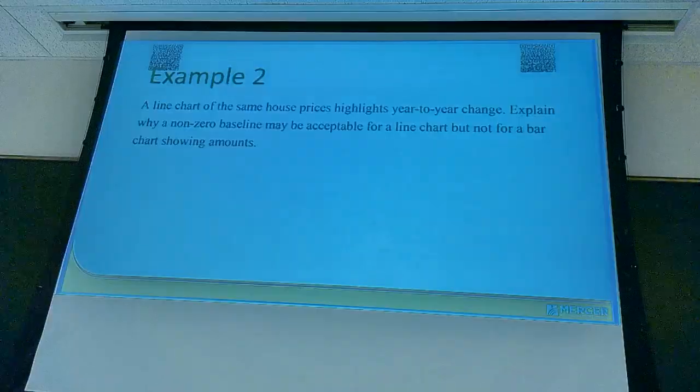Line chart, same house prices. Highlights year-to-year change. Why would a non-zero baseline be acceptable for this, but not a bar? So a line chart is just a line, quote unquote, a line.